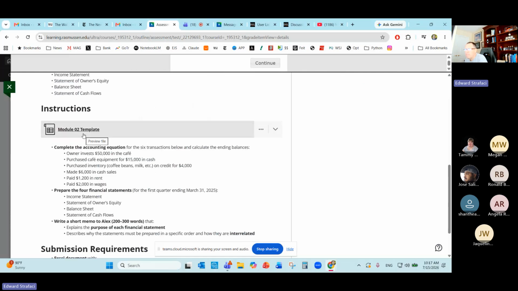You're going to call that up. And then you have to complete the accounting equation for the 6 transactions. So one is he invests $50,000 in his cafe. Obviously, that's an increase to equity.